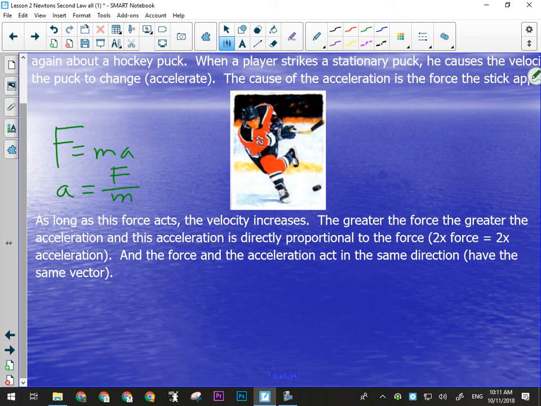All right. So the force and the acceleration act in the same direction, and they have the same vector. Right? I mean, looking at this formula here, if the object is accelerating to the left, then the net force has to be left. Otherwise, it's not going to move that way. Right? So the force and the acceleration will always have the same vector. Okay, so that's also an important one to make note of. Okay? And the greater the force, the greater the acceleration.